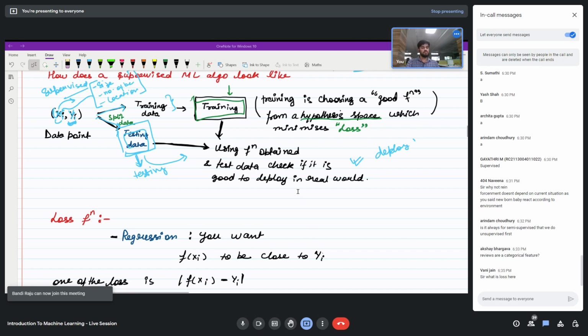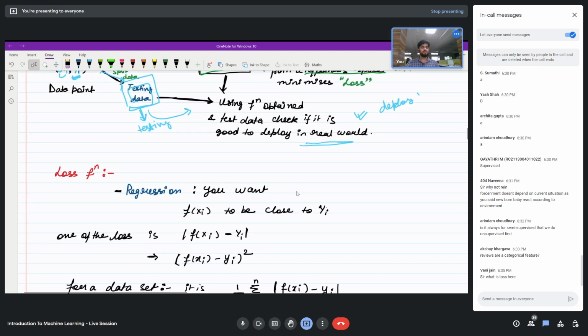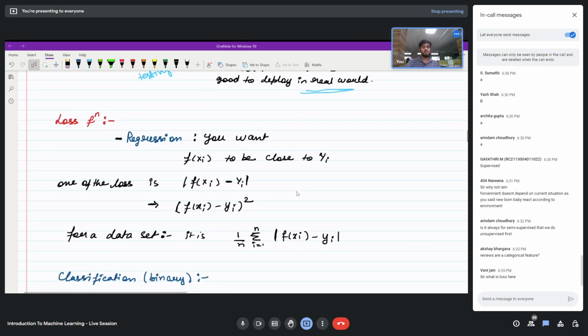Still, there is a possibility that it might fail on the real world data, but this is what we do most of the time. Now I'll come to what a loss function is. This notion of loss function varies from task to task. Now let's say we have a regression.